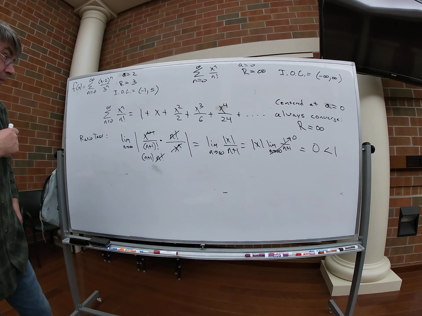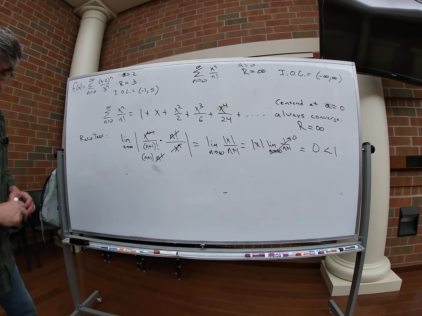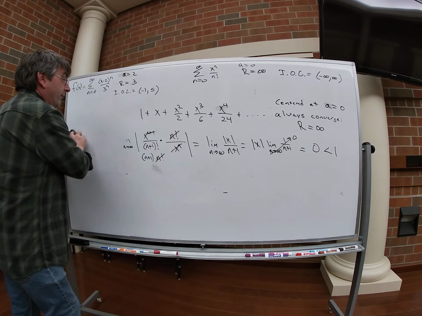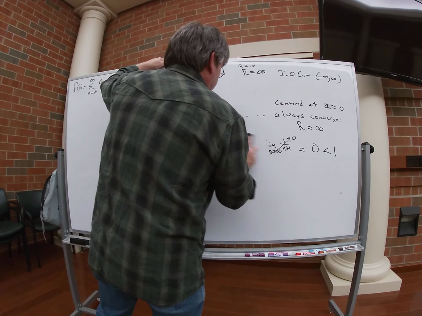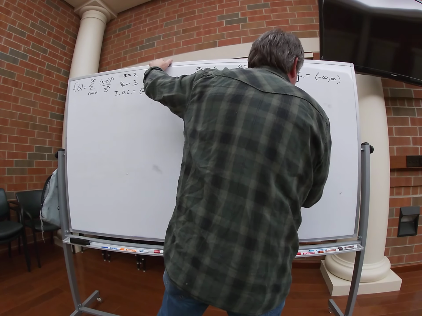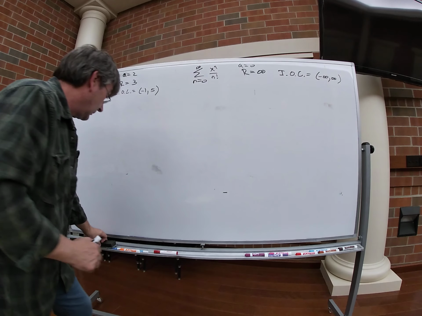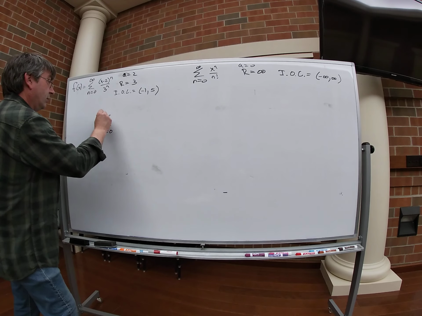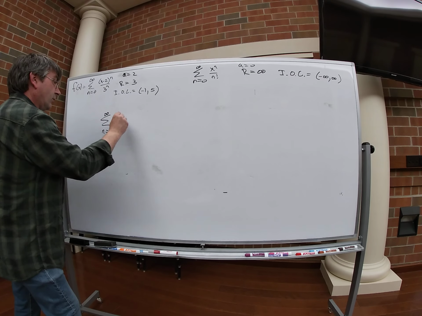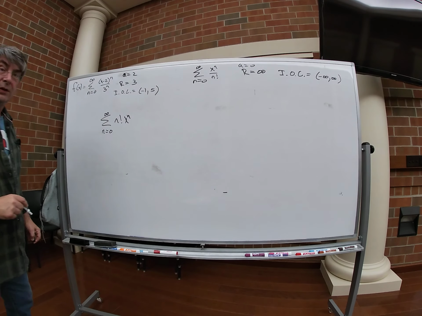Okay. Let's do another example. I'll show you another one. What if I move that factorial up to the numerator? I'll stay centered at 0. So what if I have the sum n equals 0 to infinity of n factorial x to the n?